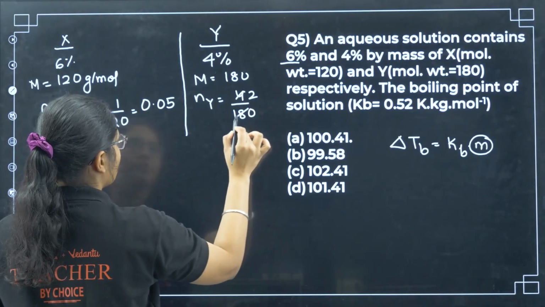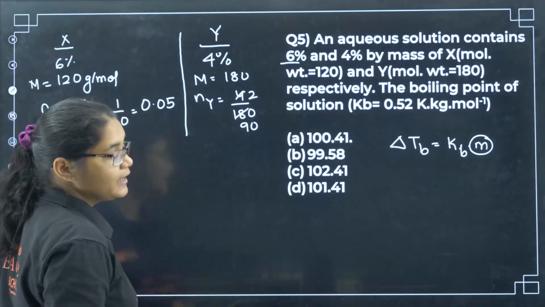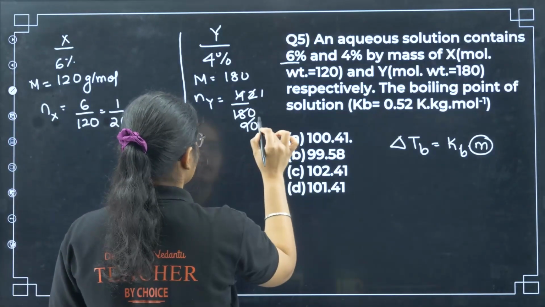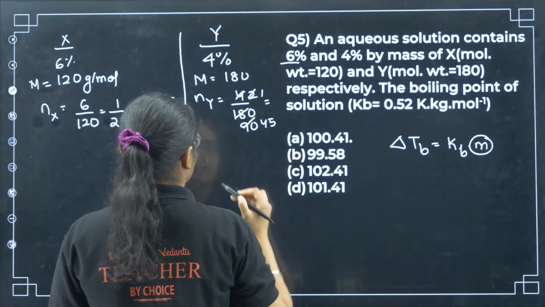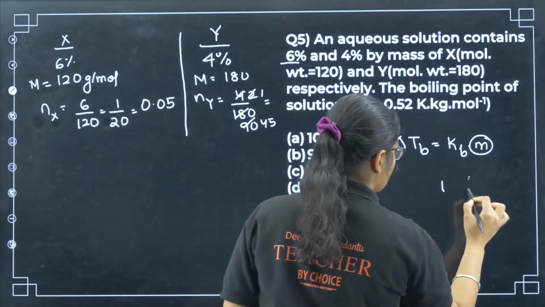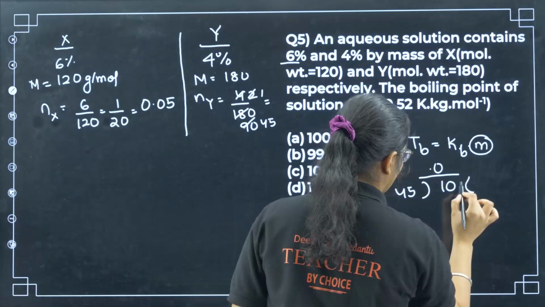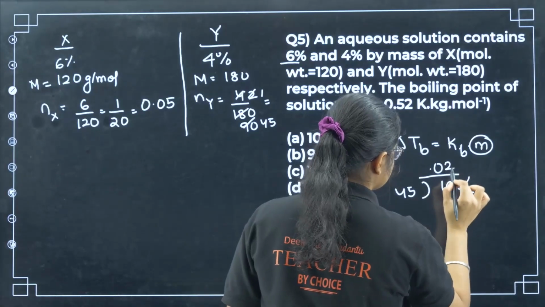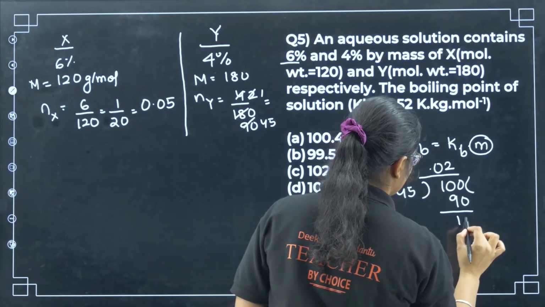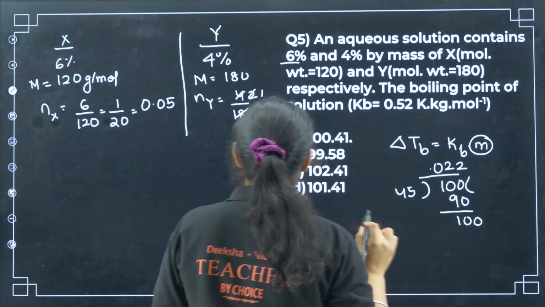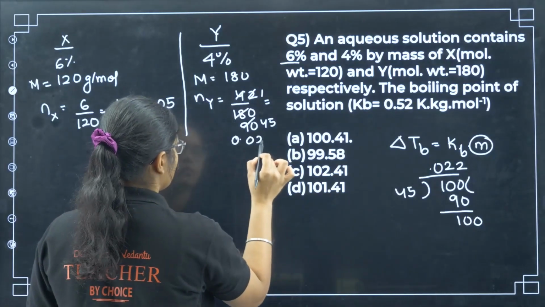So 2 2s are 4, 2 9s are 90. Then I can write 1 by 45. Okay, and if I want to calculate what 1 by 45 is, 45 2s are 90, right? Then 10 again, 0.22. So I can write 0.022.